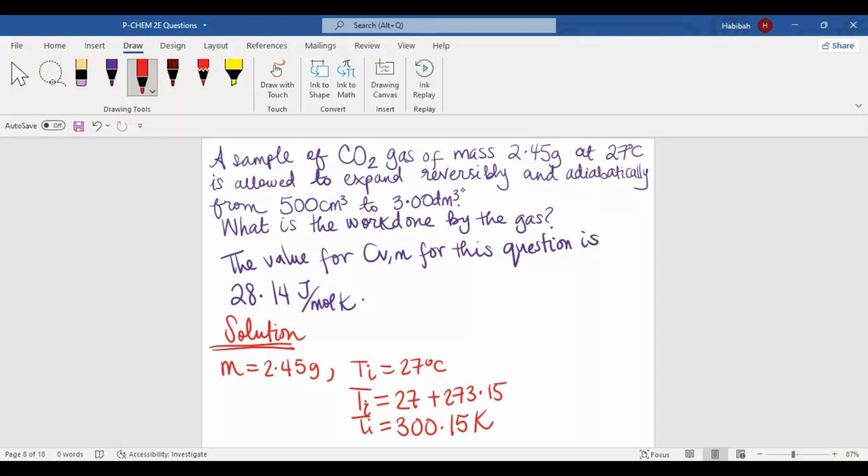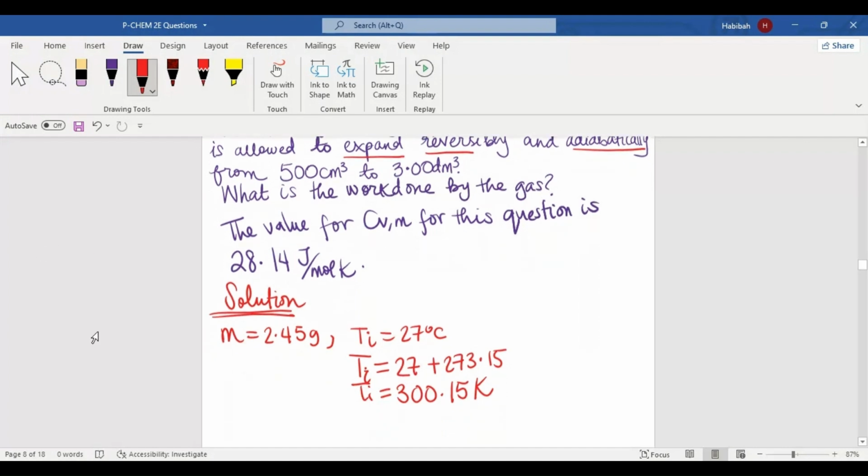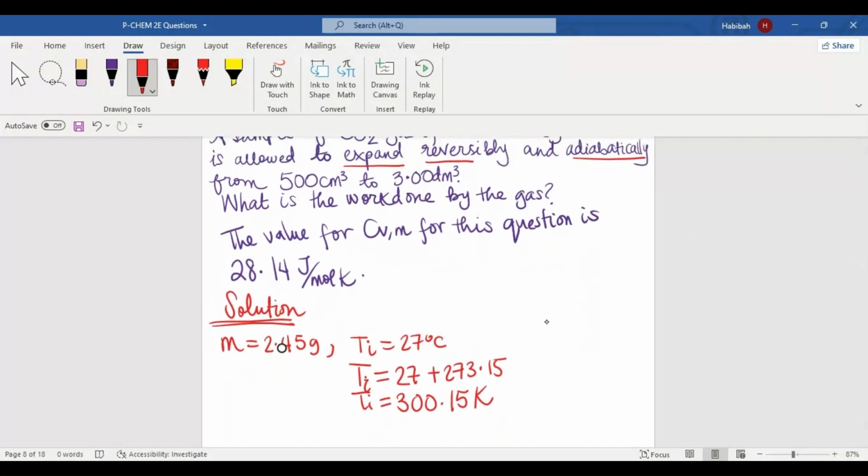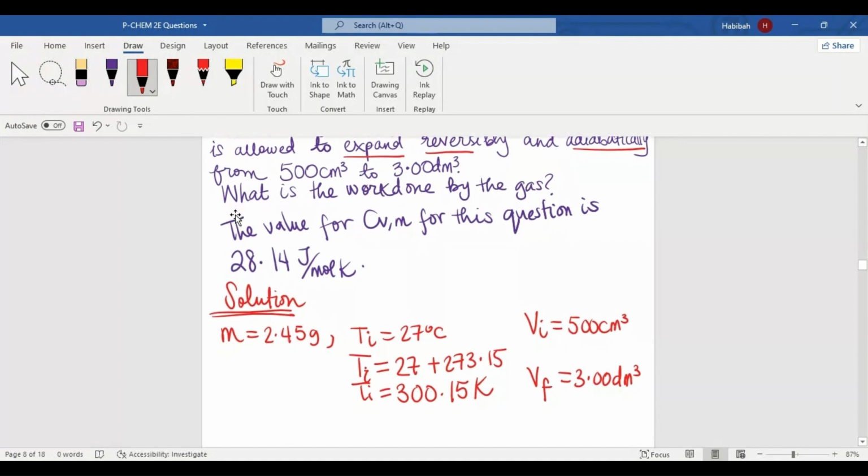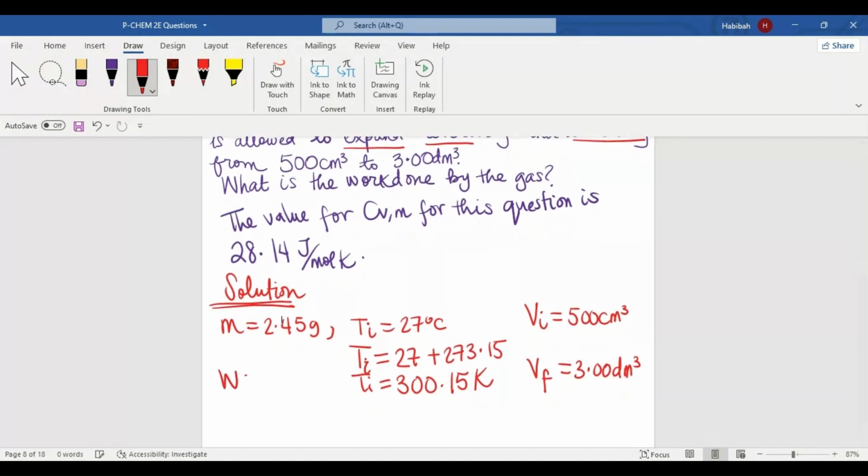We have a gas that is allowed to expand reversibly and adiabatically from 500 centimeter cubed to 3.00 dm cubed. So this is an adiabatic reversible expansion process, so we have to keep that in mind. So we're going to put our information down. We have V initial to be 500 centimeter cubed, and we have our V final to be, let me rewrite the V final, 3.00 dm cubed. And we're asked to find the work done by the gas. So we're actually looking for W.